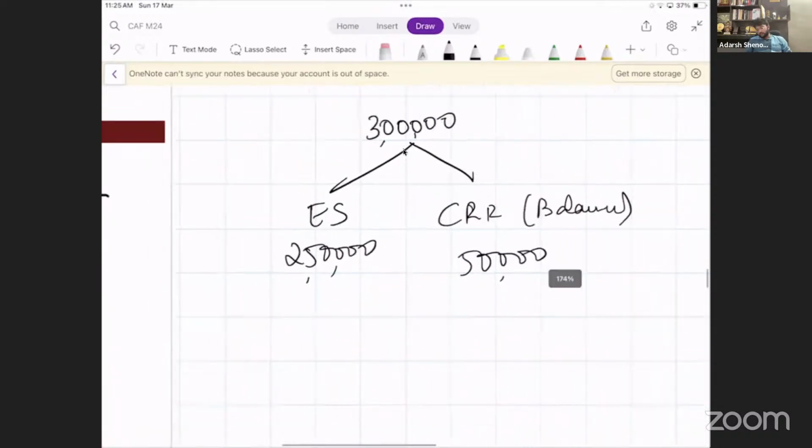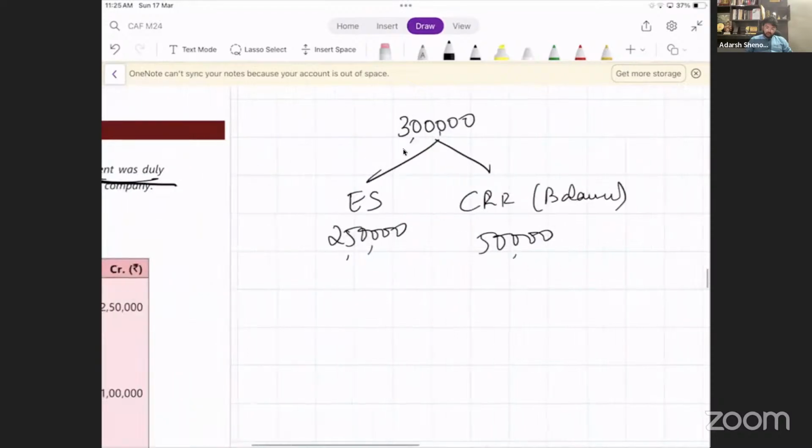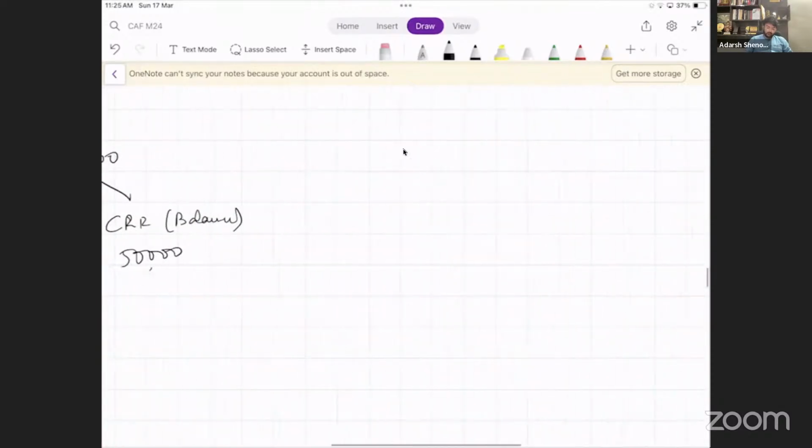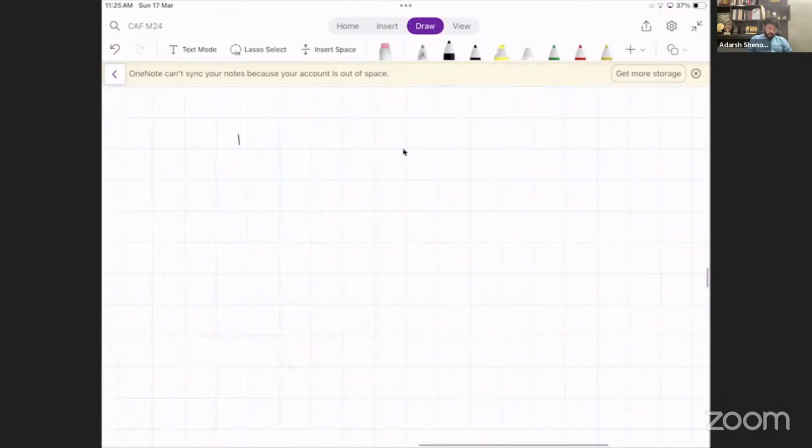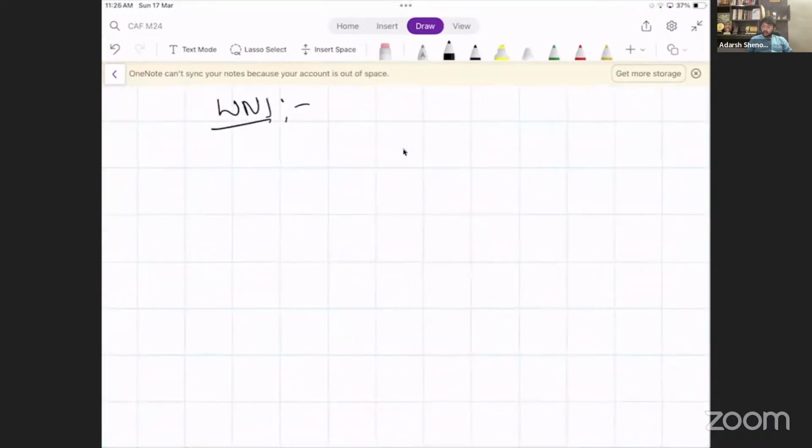That's it. Okay. If you have understood this, then the problem is very easy. Let's do a working note before we start with the journal entries. Calculation of CRR to be created.